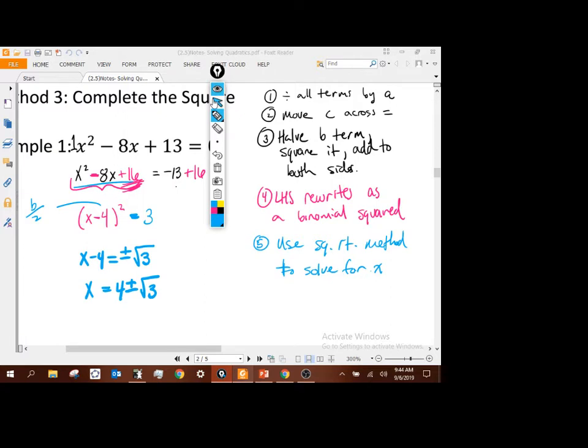So we're going to use the square root method. I apologize for the screen wigging out there. It says use the square root method to solve for x after step 4.